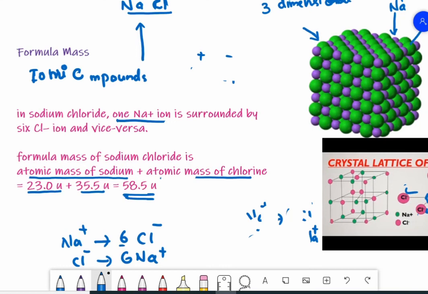So this formula mass is usually calculated for ionic compounds, because in ionic compounds the ions are present. Each cation is surrounded by a different number of anions, and each anion is surrounded by a different number of cations in different ionic compounds. So in such cases, we will be using the formula mass. Formula mass is easy to calculate. Here it is calculated by taking the atomic mass of sodium and the atomic mass of chlorine. When you add both of these, you will get the formula mass.